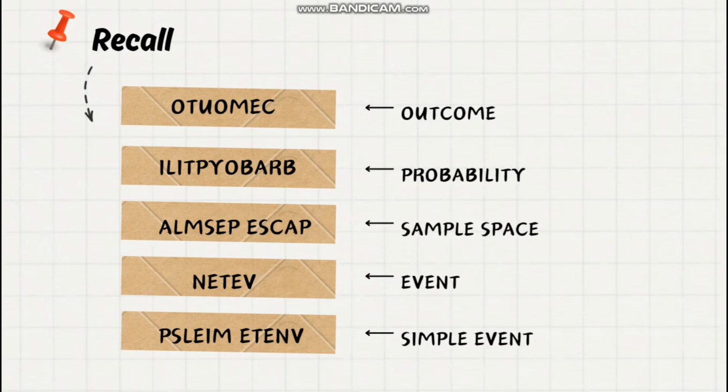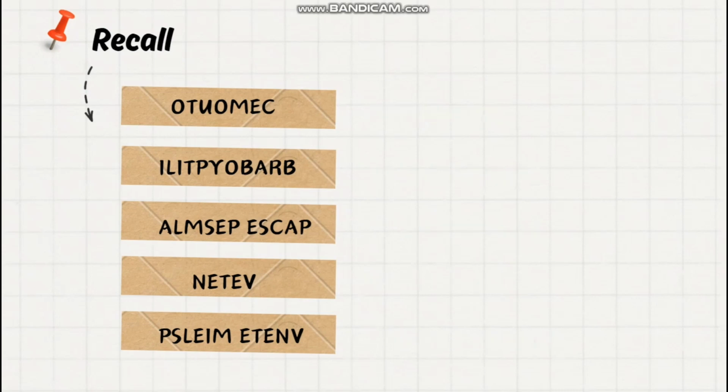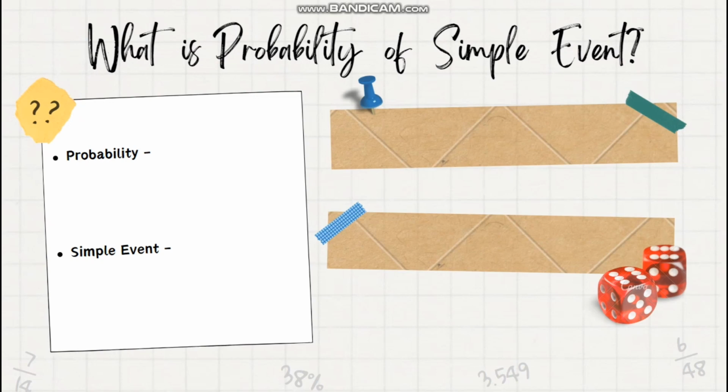And here are the answers. First is outcome. The second one is probability. The third one is sample space. The fourth one is event. And the fifth one is simple event. Now, let's proceed with our discussion. What is probability of simple event?